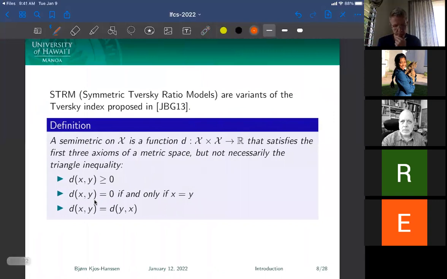Okay, so to state the main result a little bit precisely here, let us define what's called a semi-metric. Now many people know what a metric is. A semi-metric is just a metric, except that we don't require the triangle inequality to be true. So it's just a non-negative function. It's only 0 when the 2 inputs are the same, and it's symmetric.